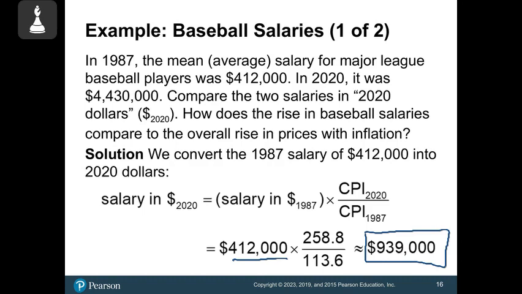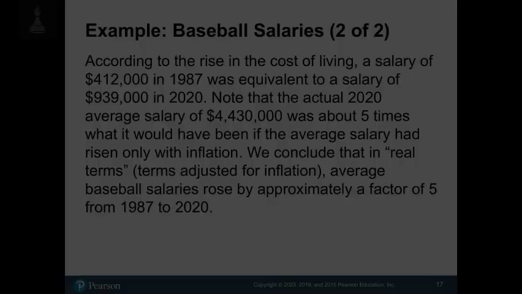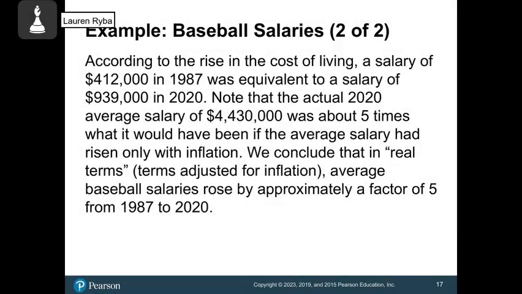Now, as you can see, that is definitely not the value that we are currently paying baseball players. So we're going to discuss that a little bit more here on the next slide. What we calculated was a salary of $412,000 in the year 1987 would be equivalent to a salary of $939,000 in 2020. The actual salary is $4,430,000, and that's about 5 times what it would be just based on inflation.